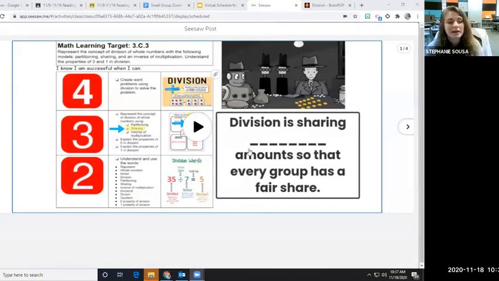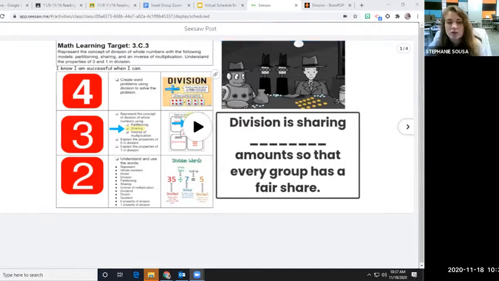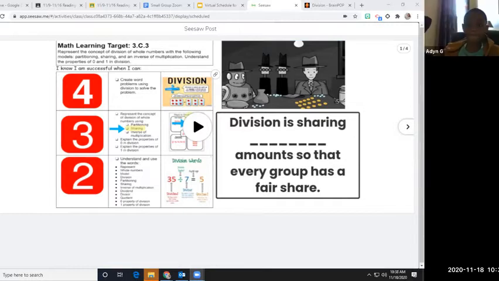Alrighty, you were asked to think about a statement. That statement was, division is sharing blank amounts so that every group has a fair share. What do the amounts have to be in division? Christopher? It's supposed to be equal.